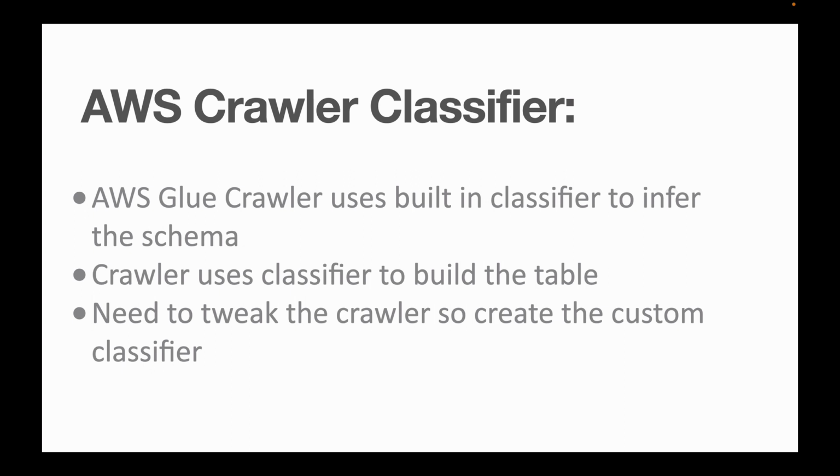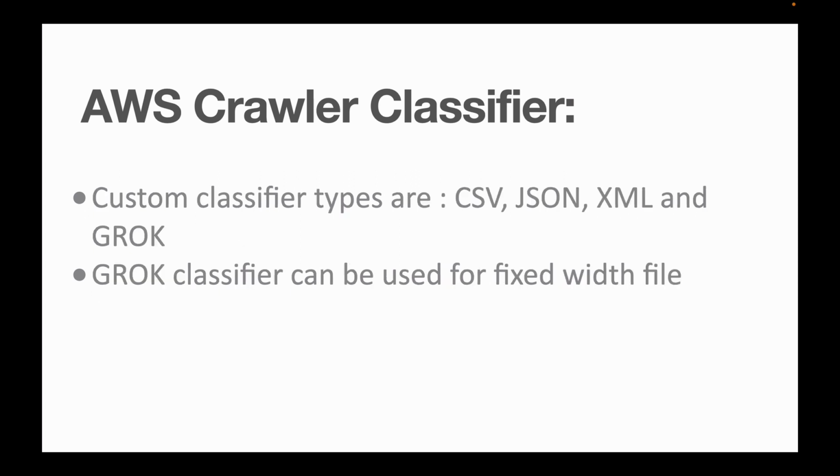But sometimes in the real world, we have a lot of different kinds of files. As an example, you might have a JSON with multiple arrays, an XML file, and also a CSV file with a different delimiter. In that case, we need to create a custom classifier. AWS Glue provides CSV, JSON, XML, and Grok custom classifiers, which can be used as added functionality on the classifier, and it helps the crawler infer the schema better. The Grok classifier can be used for fixed width files.